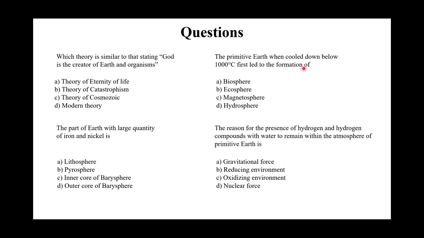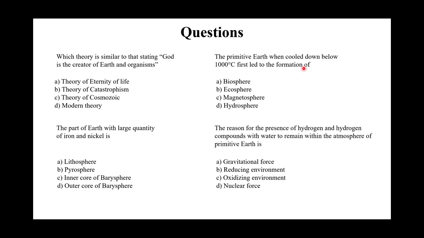You know that it was not possible for the biosphere to form at that point. Ecosphere is also related to the biosphere, when you take into account the organisms and their habitat. That is called ecosphere, and that is also not possible. Magnetosphere is what I just explained for barysphere. Now, the barysphere or magnetosphere was already present in the Earth's landmass.